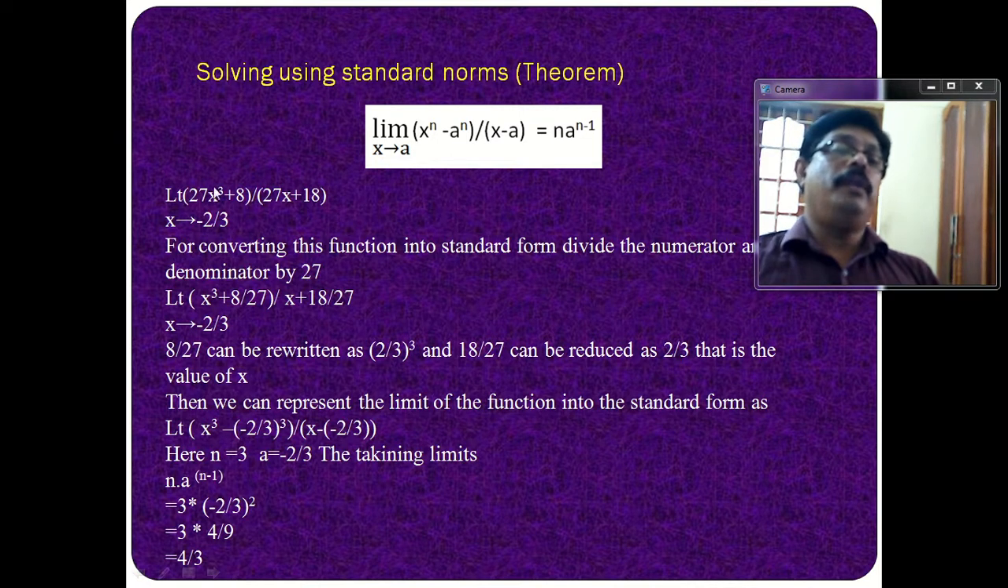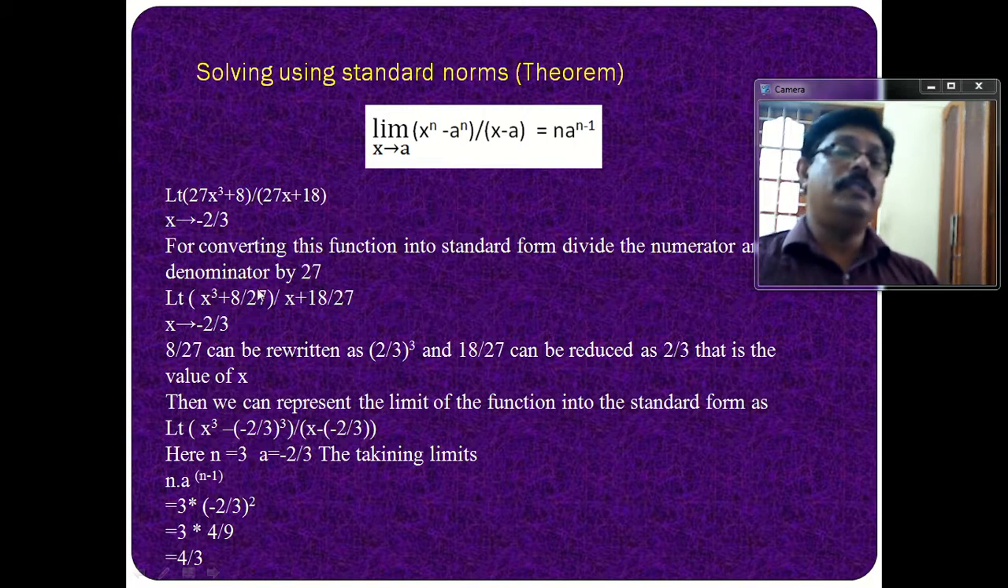So here you can convert this limit function into this standard form. For converting the same, first of all you need to remove this 27 so that this will become x cube. So you are dividing the numerator and the denominator by 27. What will happen? 27 x cube by 27, the 27 and 27 will cancel, plus 8 by 27. So 27 x cube by 27 is equal to x cube, plus 8 by 27, divided by 27x by 27, which will become x, plus 18 by 27. X tends to minus 2 by 3.